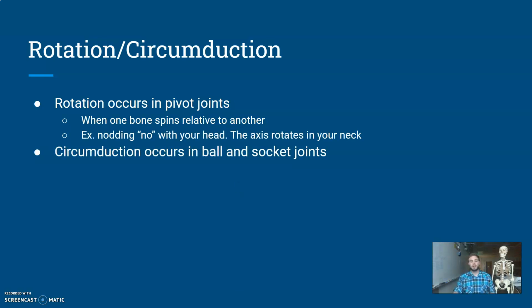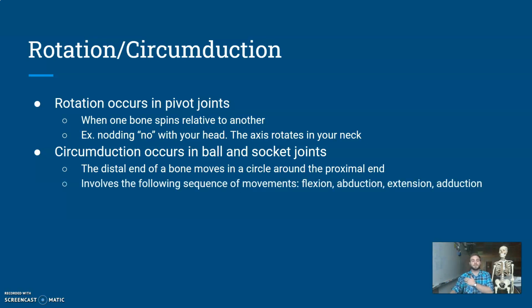Circumduction is going to be in your ball and socket joints. Circumduction is a very specific sequence of movements. What happens is the distal end of a bone, so think the distal end of the humerus, the distal end of the radius and ulna, are going to move in a circle around the proximal end. I'm going to do this example in your shoulder here. If I was to flex my shoulder, I'm going to move my shoulder forward. So notice the proximal end, the humeral head, stays in place while the distal end of my humerus is moving.